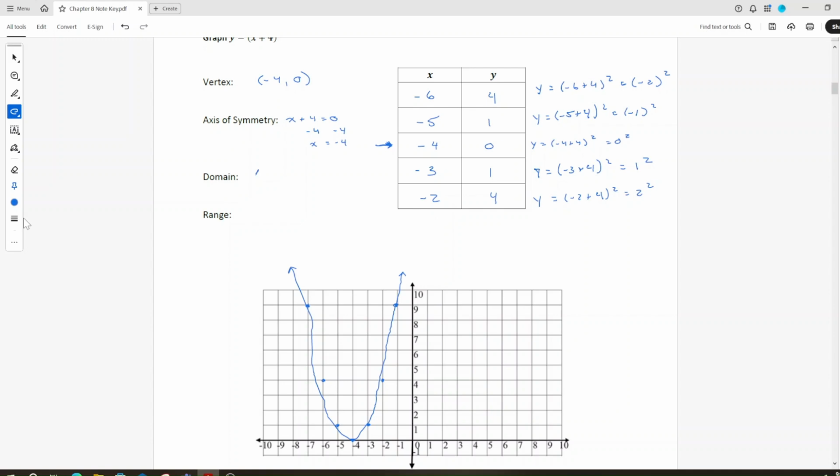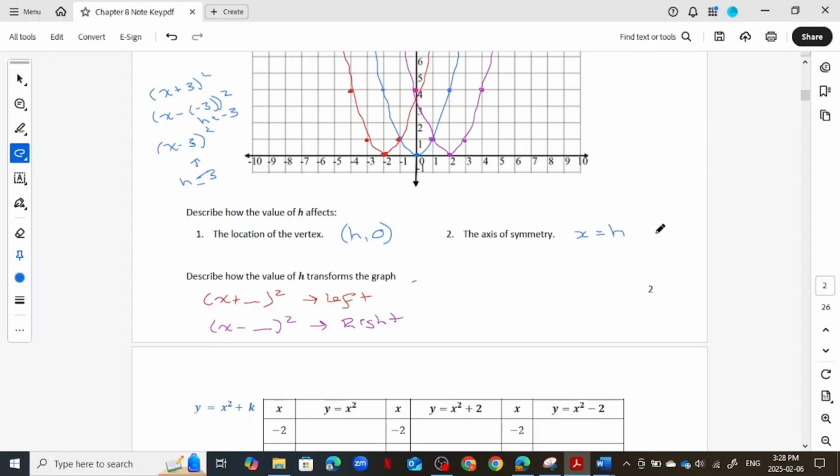The domain of this quadratic is going to be negative infinity to infinity, like all quadratics are. And then the range is going to be from 0 up to infinity, round bracket. Awesome. Okay, so that is the first part of your worksheet.